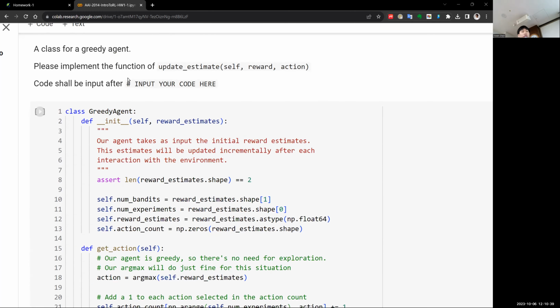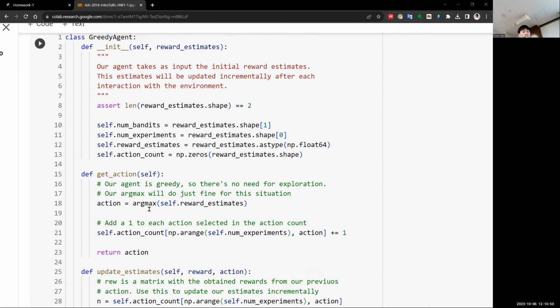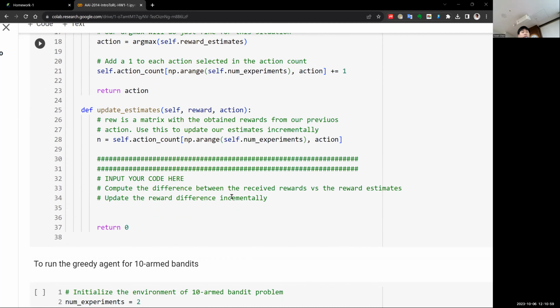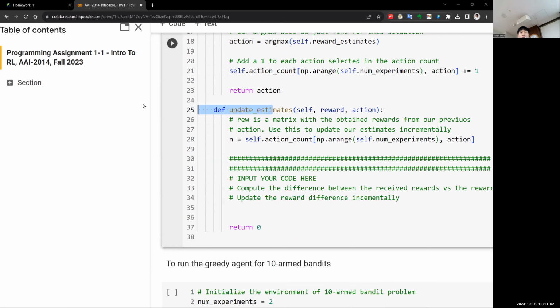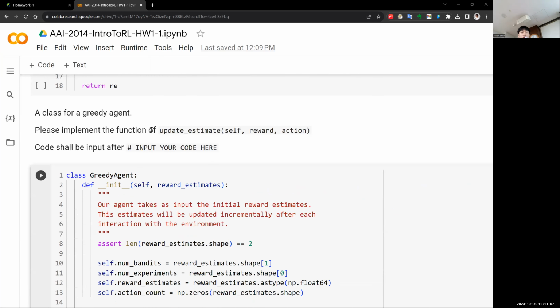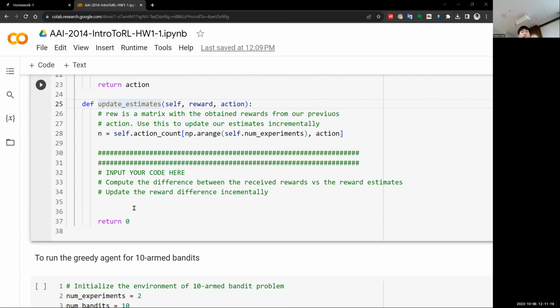And now after that, you need to implement the greedy agent for the multi-arm bandit problem. You need to input your code after this, this is the place, which is up in this function, update estimate. After that, you need to improve your code. So basically you can check the slides or textbook. There is the update estimate algorithm, so you can write down your code here.